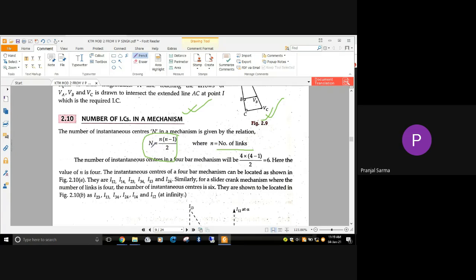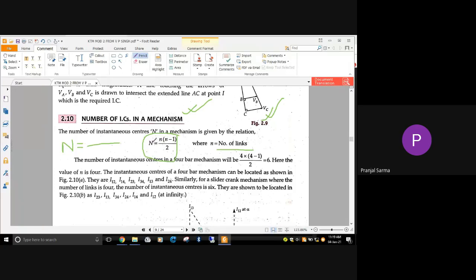Okay, and there the capital N is the number of instantaneous centers and small n is the number of links. That means from here, using this particular mechanism, if we are discussing the slider crank mechanism, how many instantaneous centers will there be for a slider crank mechanism? Who can tell me how to find out? Slider crank mechanism, how many links are there? We need to know about the links.